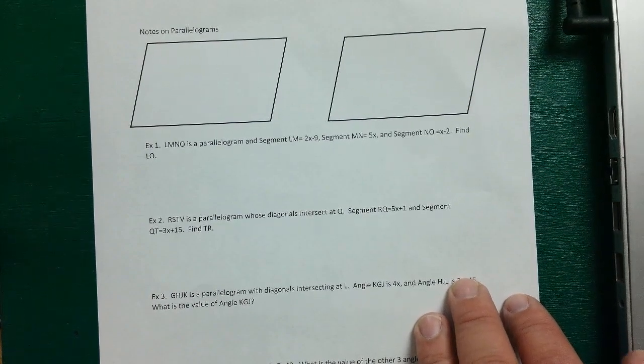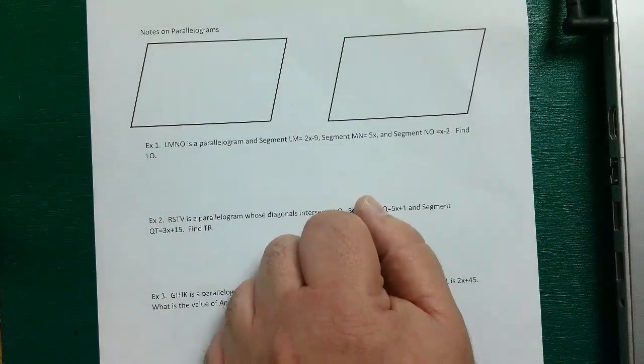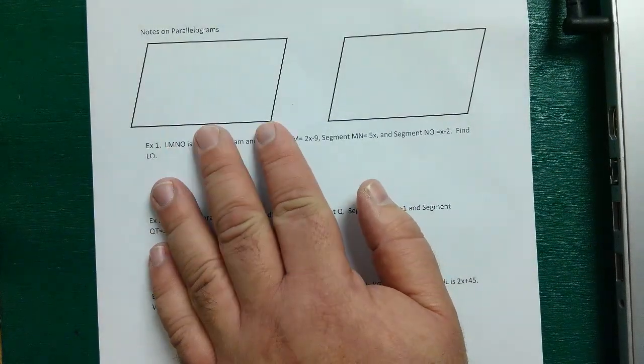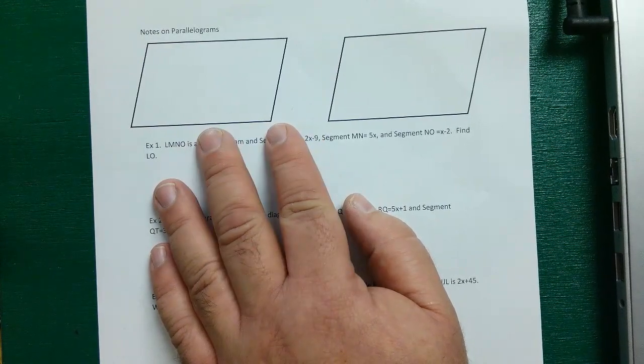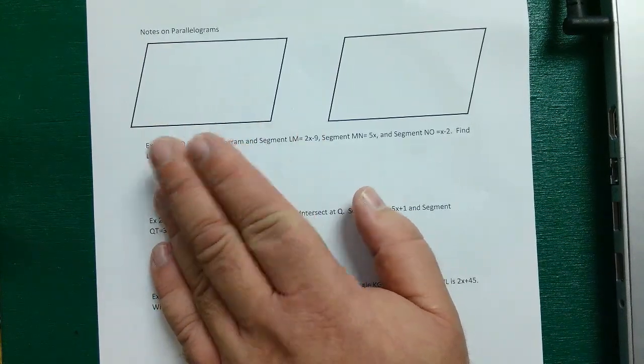All right, folks, today we're going to look at parallelograms. We're going to talk about what makes a parallelogram a parallelogram. We're going to spend a day on each of the different quadrilaterals. Today's parallelograms, tomorrow will be rectangles and rhombi and so forth.